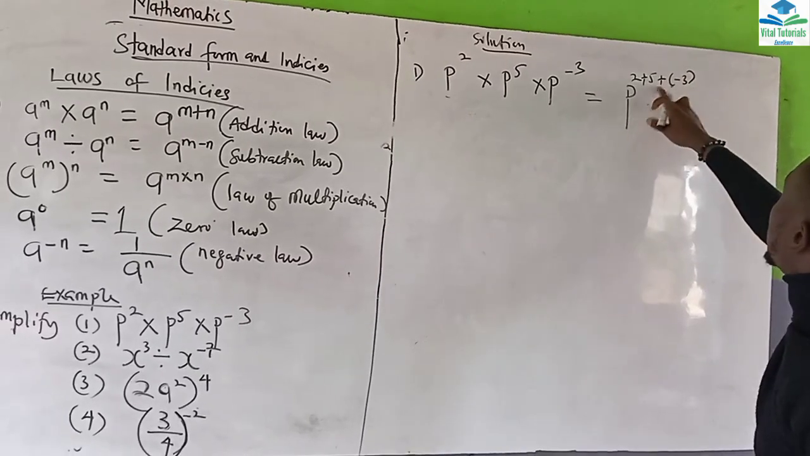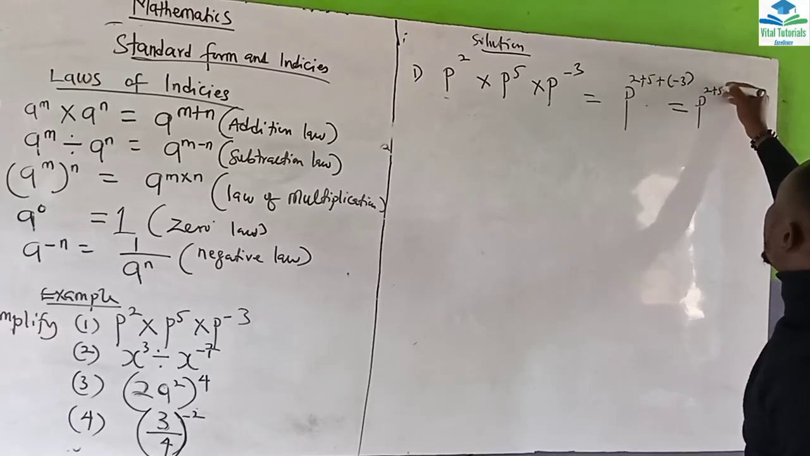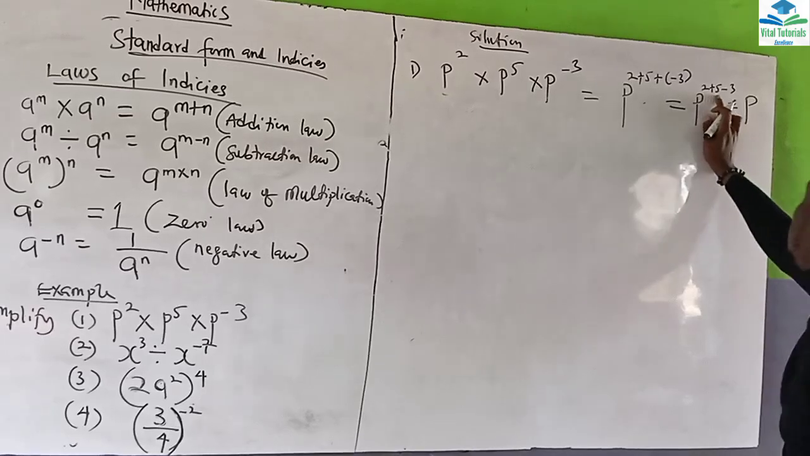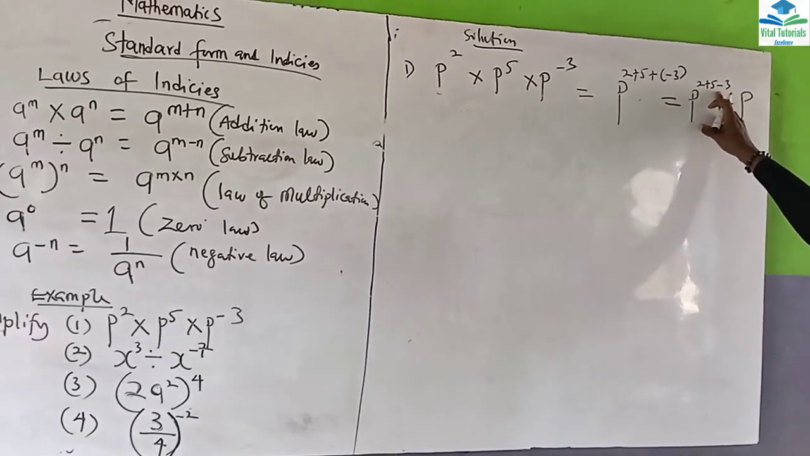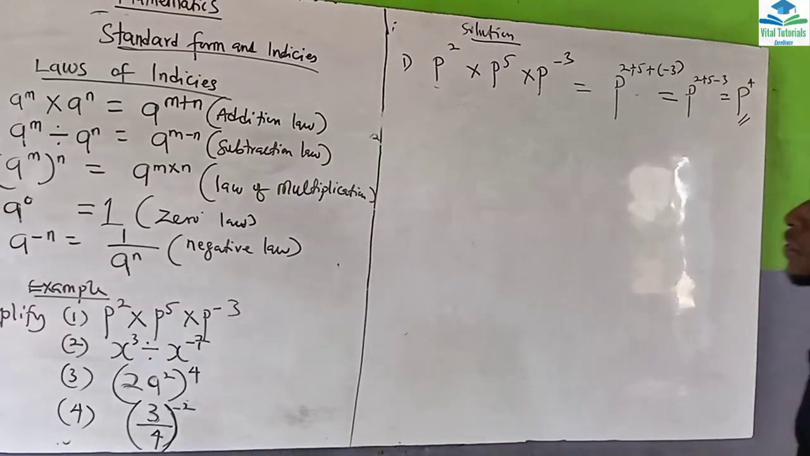Now plus times minus will always give you minus, so you say p to the power of 2 plus 5 minus 3. Therefore 2 plus 5 is 7. Then if you minus 3, what you have is 4. So the answer is p raised to the power 4.